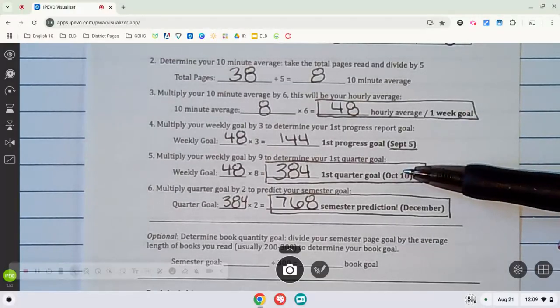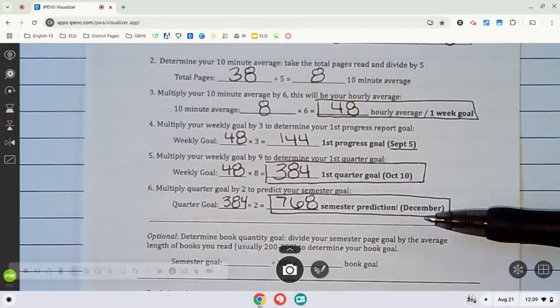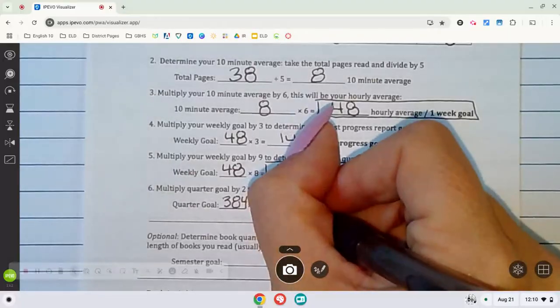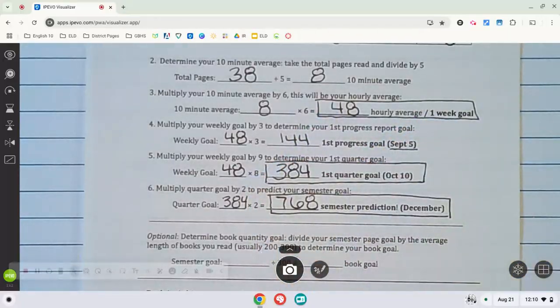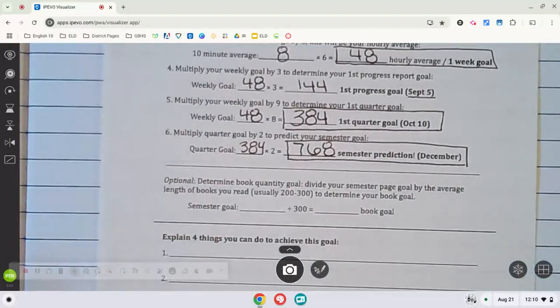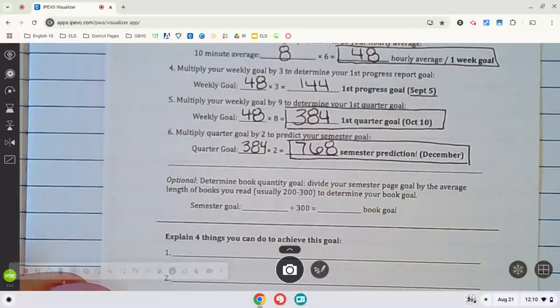This is what we want to try to hit by October 10th, and this is what we want to hit by the end of December, by the end of the semester. Now, for some of you, this 768 or whatever your semester goal is might be terrifying and frightening. So let's think about how many books that is.